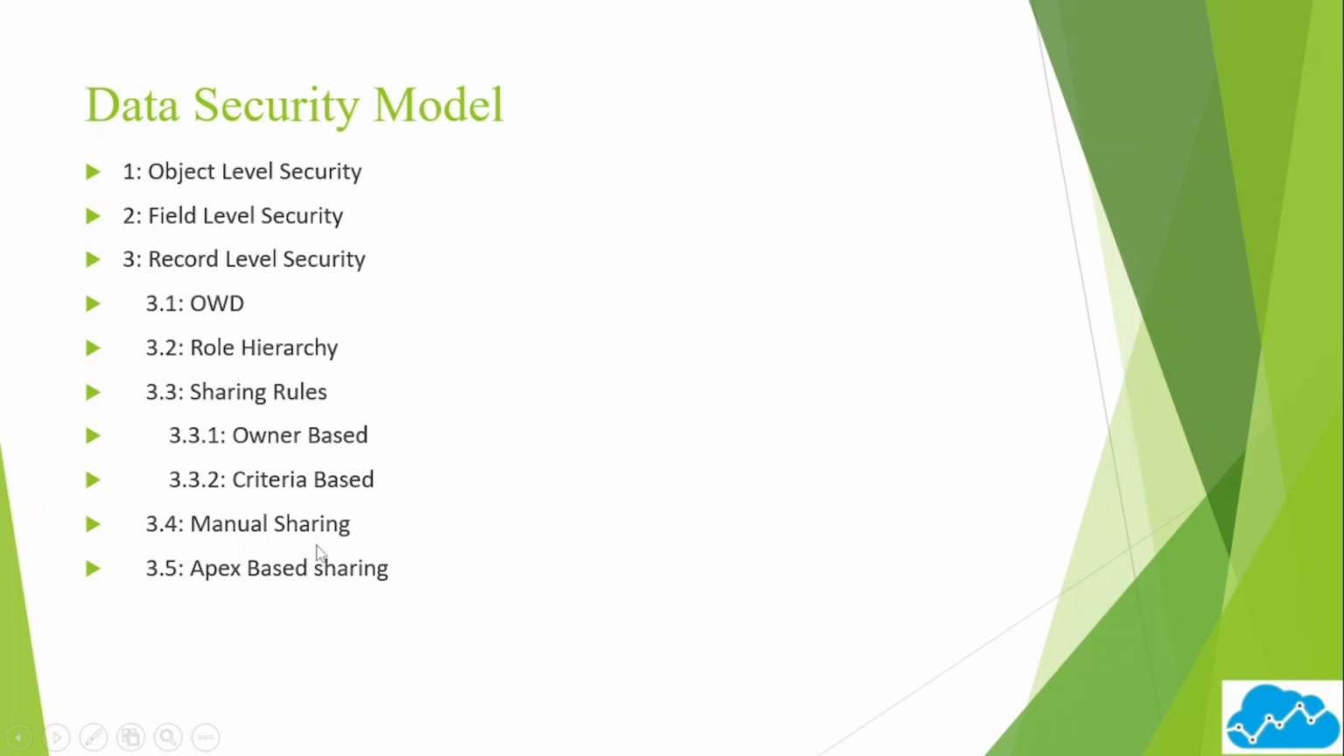Then manual sharing is there, where we manually share that particular record. And finally Apex based sharing. This requires coding, and we are going to see it in our development session. So we are going to see object level security in this session, and in the further coming sessions we are going to see the rest of the securities.